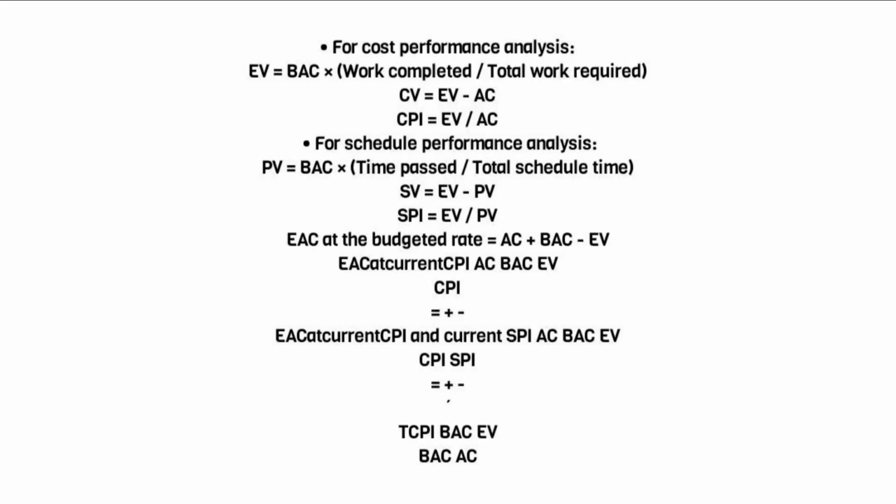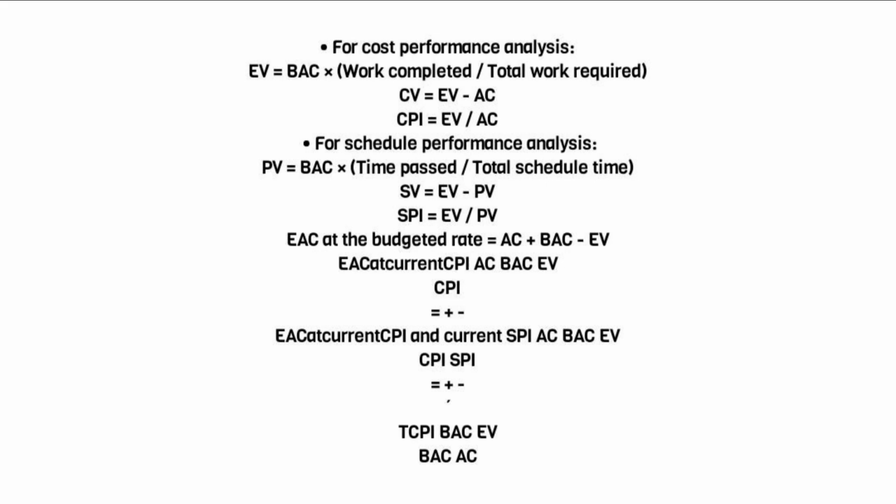For cost performance analysis, EV equals BAC times work completed / total work required. CV equals EV minus AC. CPI equals EV/AC. For schedule performance analysis, PV equals BAC times time passed / total schedule time. SV equals EV minus PV. SPI equals EV/PV.